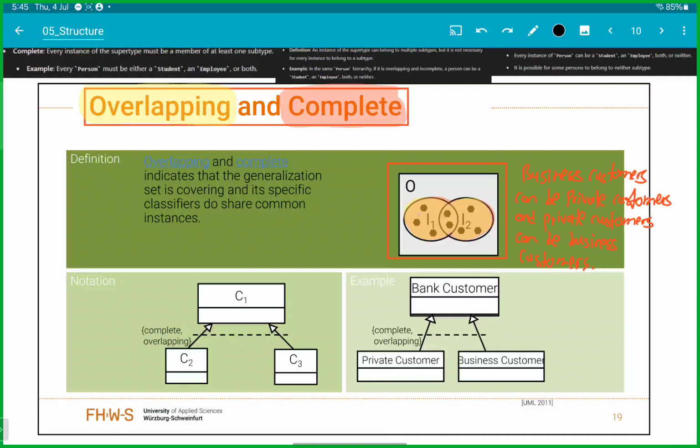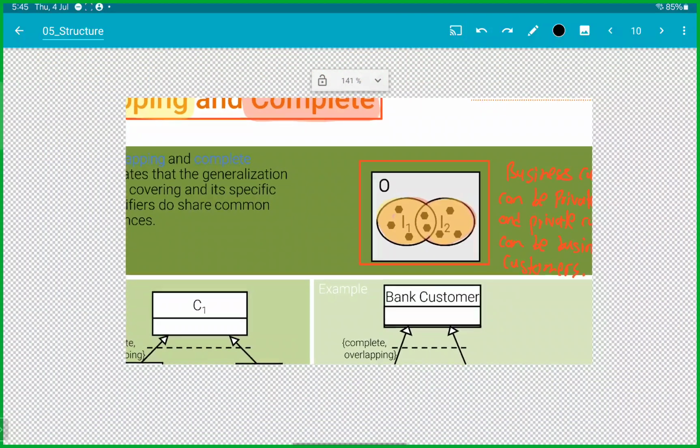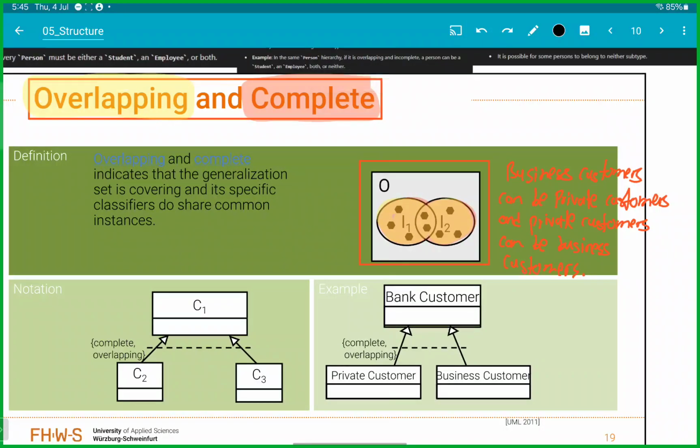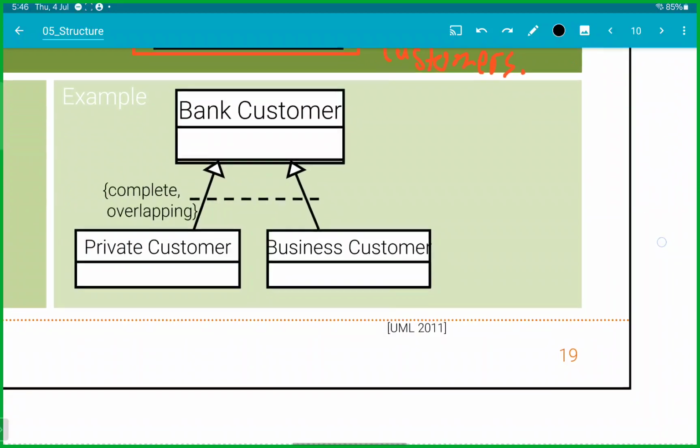So overlapping and complete means that we have a superclass of bank customers, and we have a subclass of private and business customers. So in overlapping and complete, private customers can be business customers and business customers can be private customers. As we see here, these are private customers and these are business customers, and there are people who are both. However, it's a bit confusing when we use business and private, because where are the public customers? There are no public customers at all. So that's a bit confusing to use this analogy.